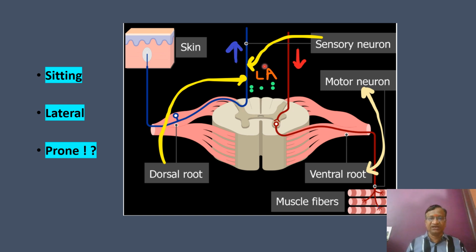The local anesthetic we are giving is here, and your sensory neuron is here, and your motor neuron is here. So that is what we should give. This is more towards ventral. Your motor horn is here.